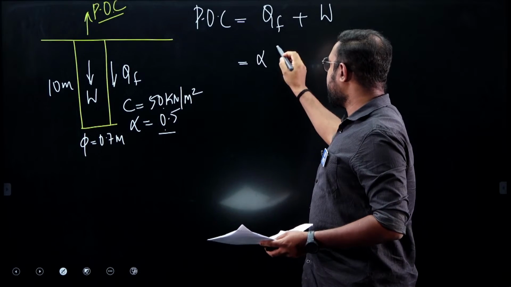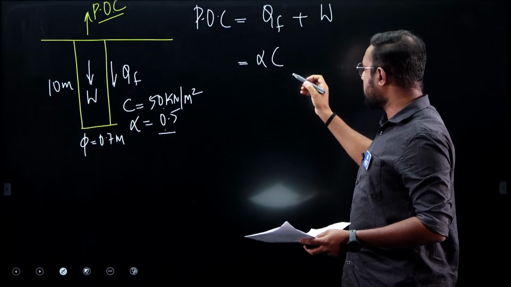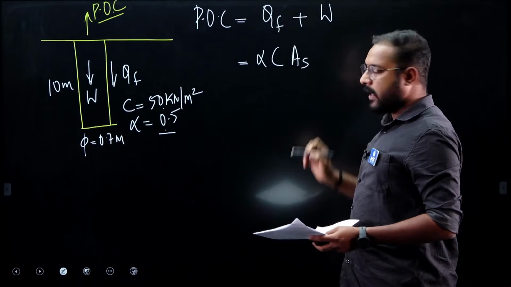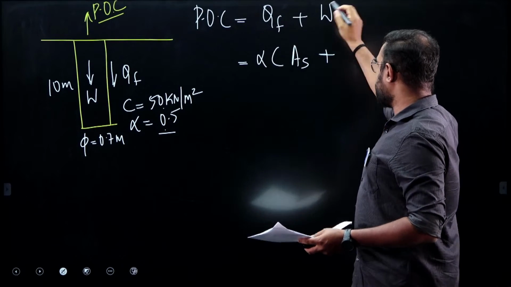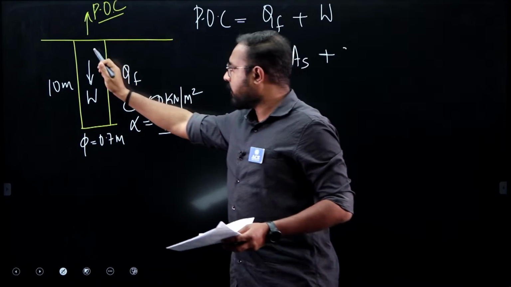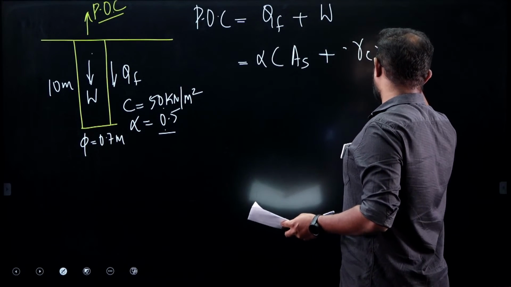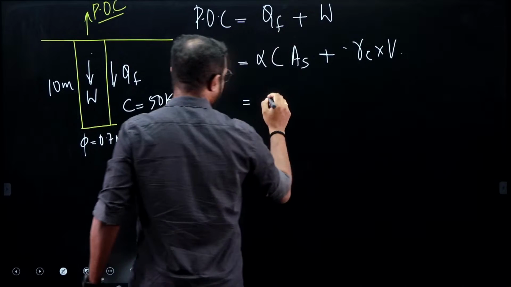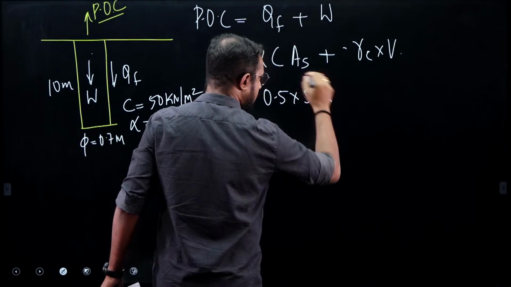So I can write like this: alpha into C, that is the component of coefficient that will be resisting, multiplied with the surface area, the circumferential area, plus weight. What is the weight of the pile? If this is made up of concrete, we can take the unit weight of concrete multiplied with the volume of the pile. So here we will get 0.5 into 50 kilonewton per meter square into area.